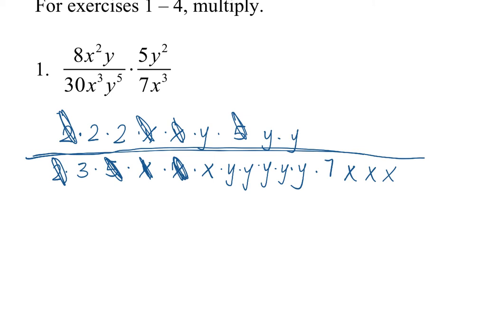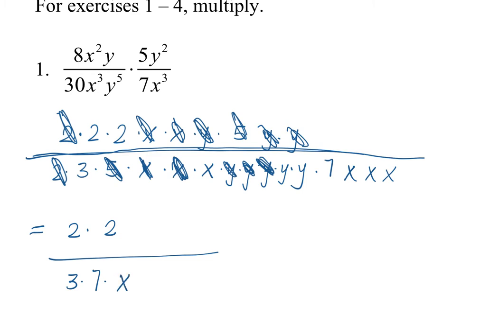We have 1 y, 2 y's, 3 y's. And we're left with 2 times 2 over 3 times 7 times x times y times y times x times x times x, which multiplies out to give us 4 over 21 x to the 4th y squared.